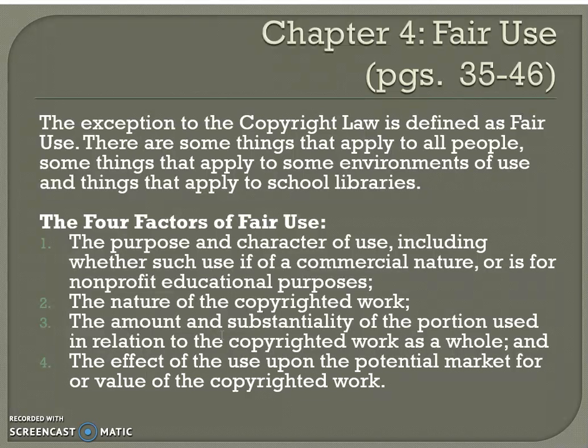So the exception to the copyright law is defined by fair use. There are some things that apply to all people, some things that apply to some environments of use, and things that apply specifically to school libraries. So the four factors: the purpose and character of the use, including whether such use is of a commercial nature. Are you trying to sell it, or is it for a nonprofit educational purpose? That seems to be the deciding factor.